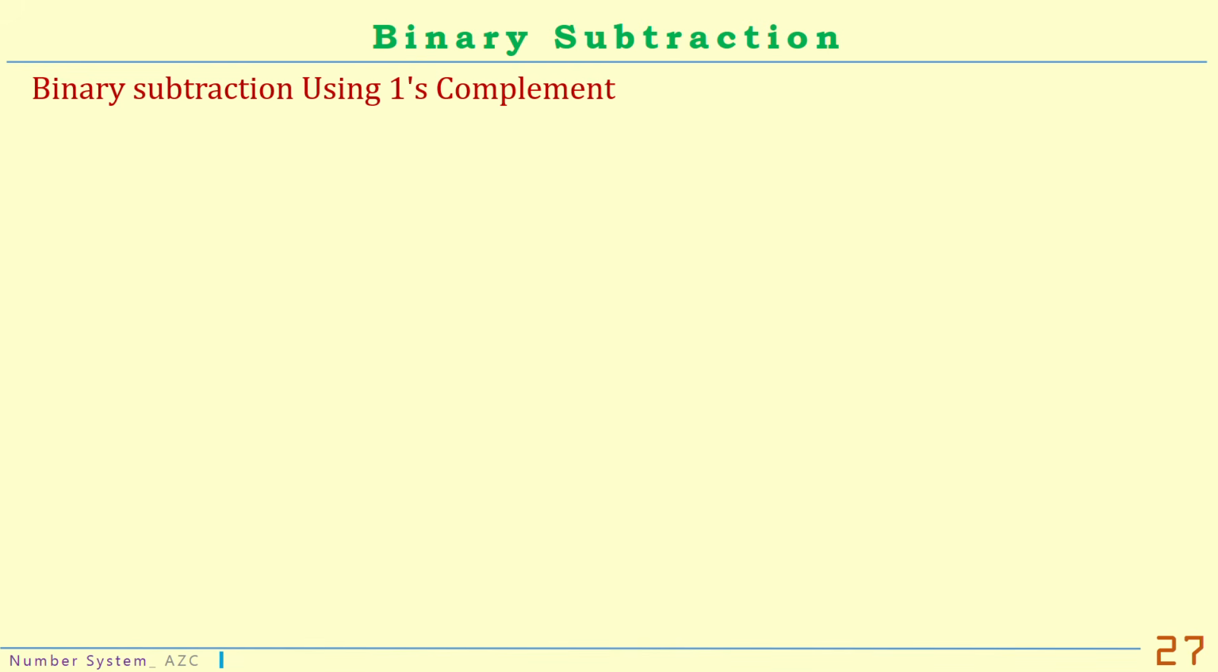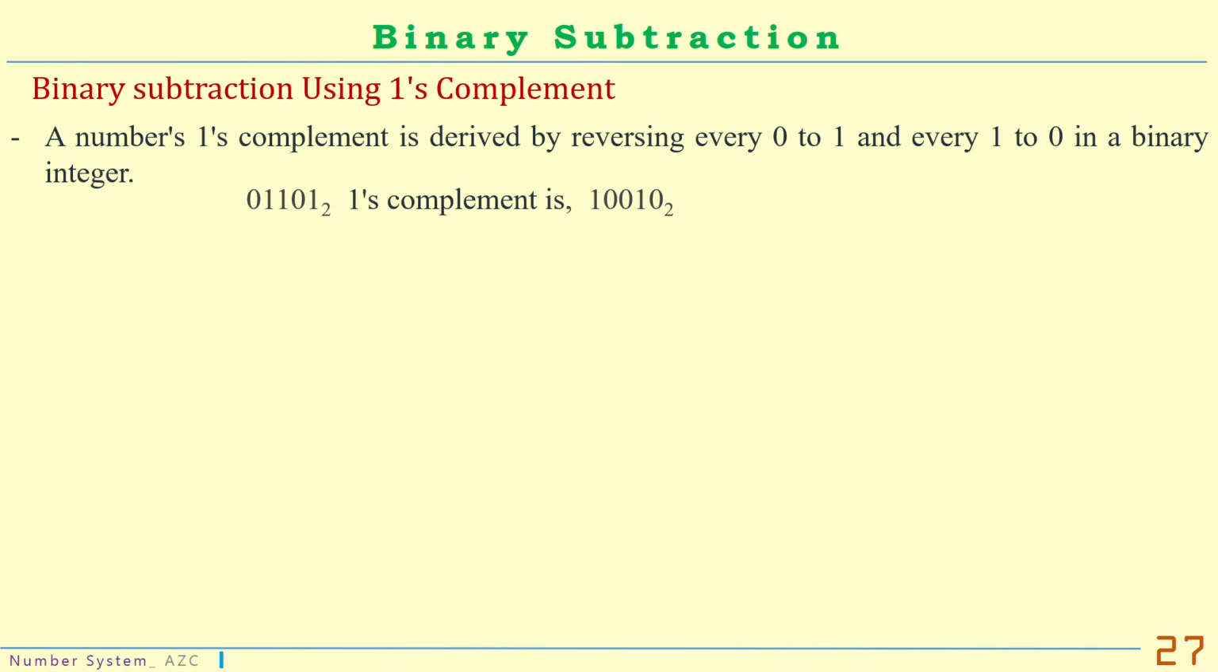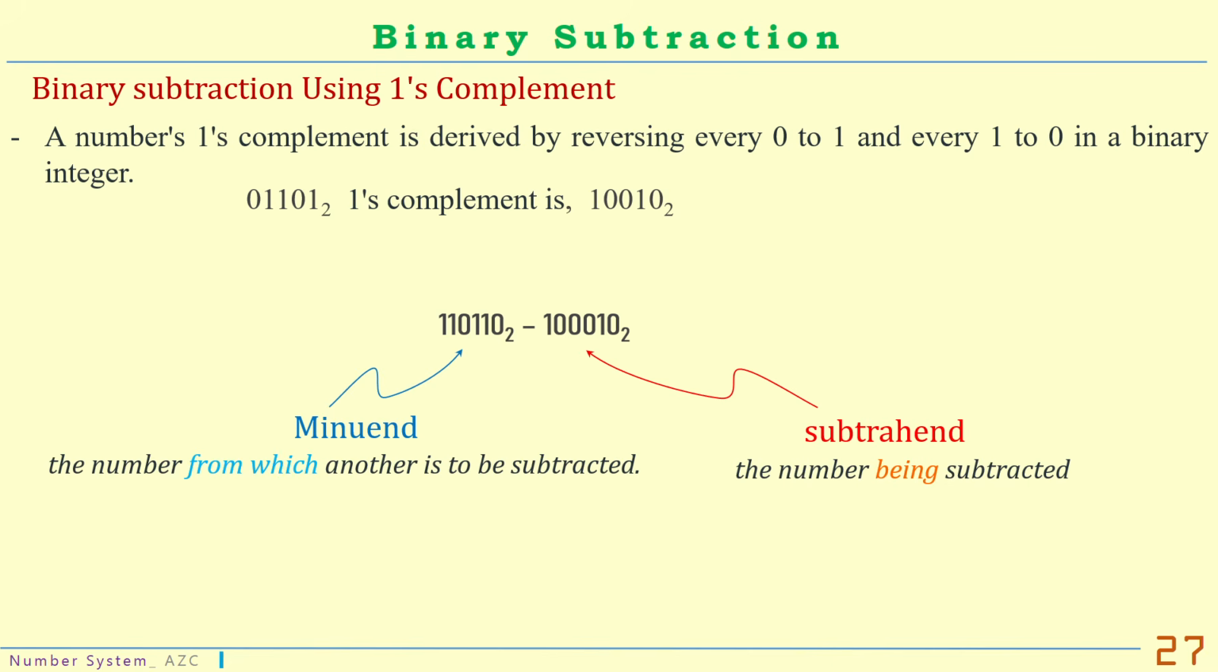Binary subtraction using one's complement. The one's complement of a number is derived by reversing every 0 to 1 and every 1 to 0 in the binary. Here, if we want to subtract the binary numbers 110110 minus 100010, the number from which another is to be subtracted is called the minuend. The number being subtracted is called the subtrahend.